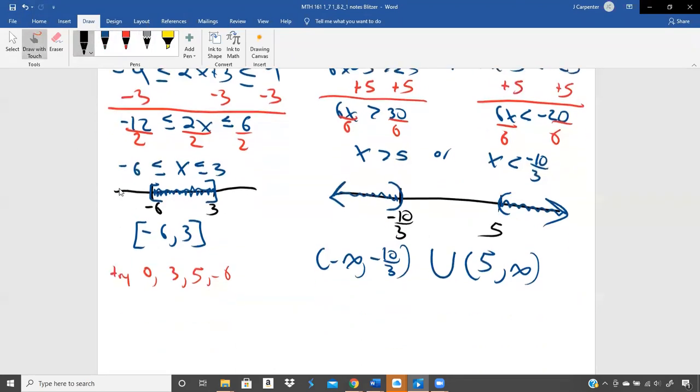All right, so let's see another one. Now that we've gone over the separated cases, we'll have to determine which one it is, and remember. So, final one for this section: 2 absolute value of 4x plus 1 is greater than or equal to 18.